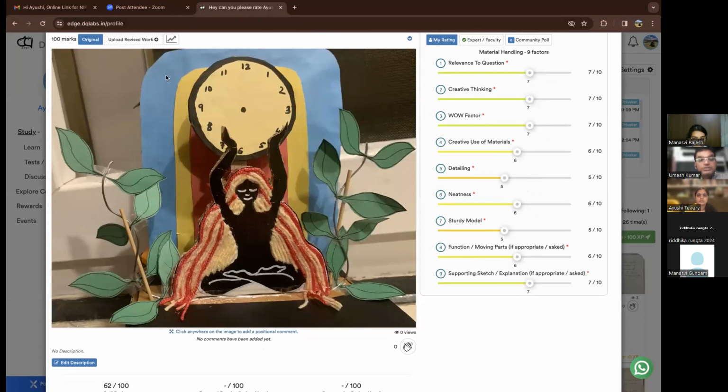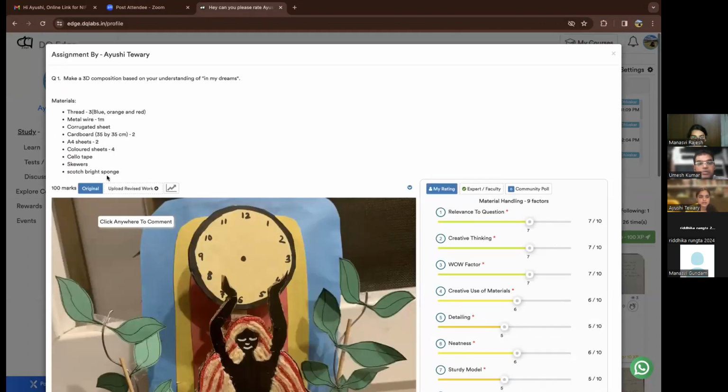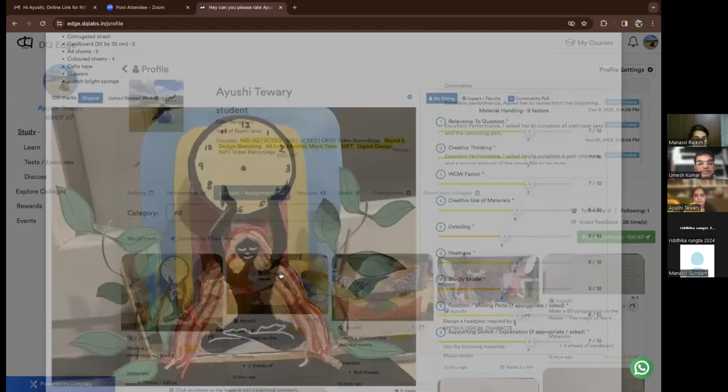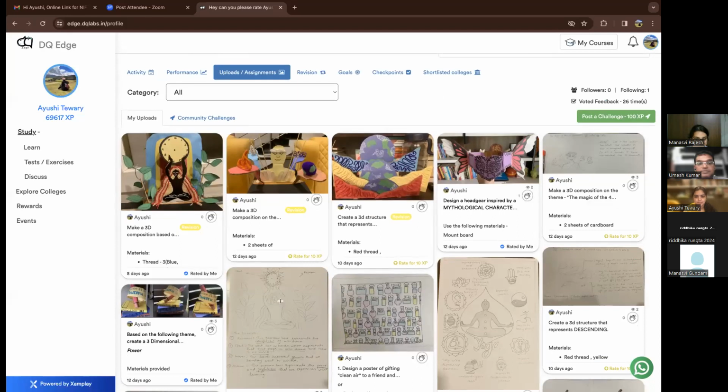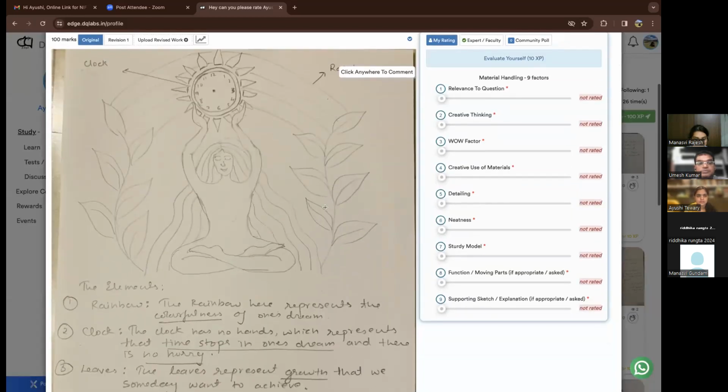Okay. So what was the question? So the question was, make a 3D composition based on your understanding of "In my dreams." I'll show my narrative first. Yes, please.